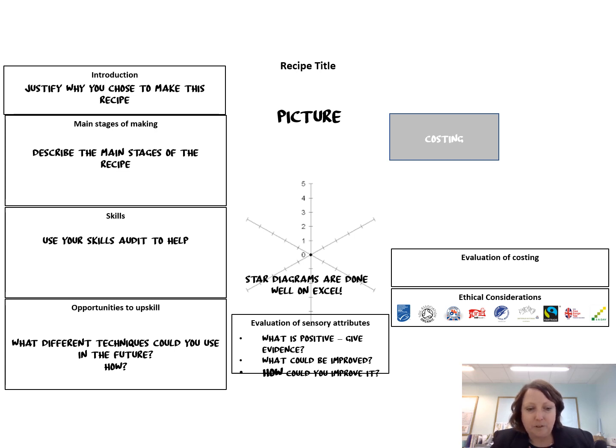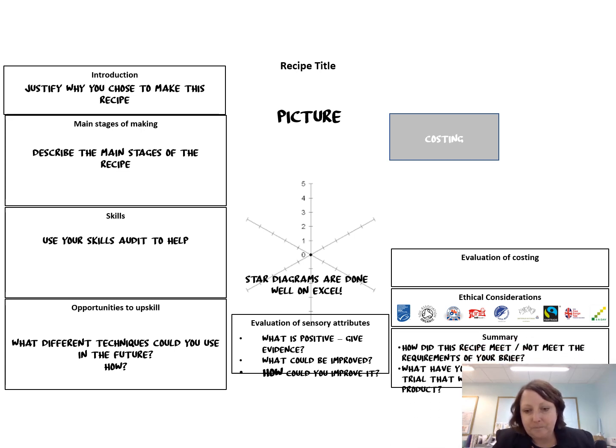And also come up with an overall evaluation of the dish. Have you done what you were asked to do with that particular topic? Does it answer the brief well enough?